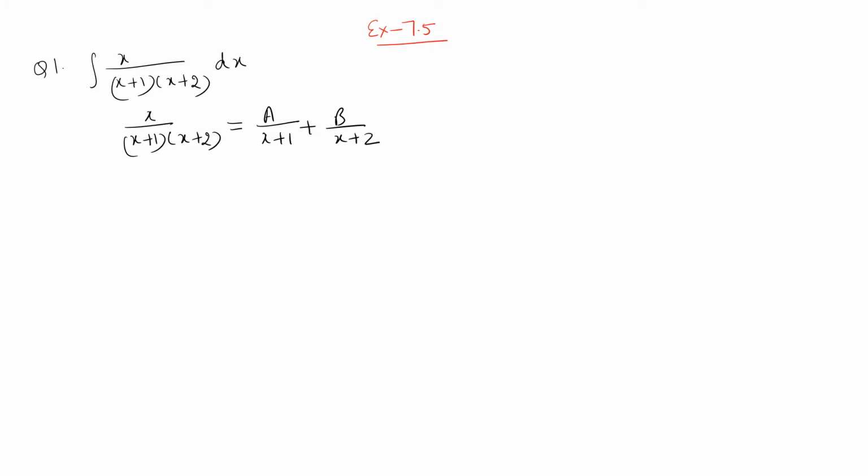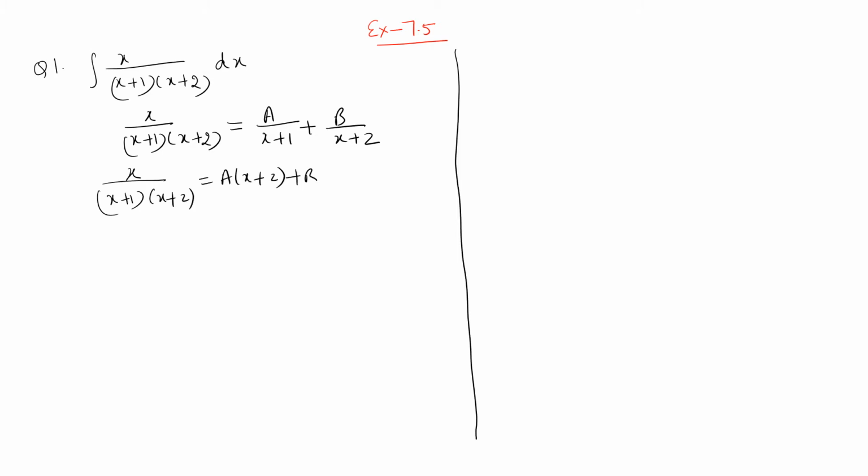Now there are two ways of getting the values of a and b. One I will discuss towards this side, and the other one I'll discuss towards this side. So let's see this one. Now take the LCM, and by taking the LCM it will be a times x plus 2 plus b times x plus 1 upon x plus 1 into x plus 2. The denominators will cancel, and I'll just get a times x plus 2 plus b times x plus 1. Now I need the values of a and b.